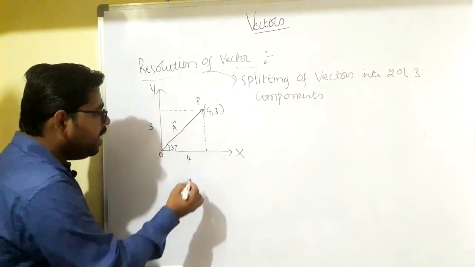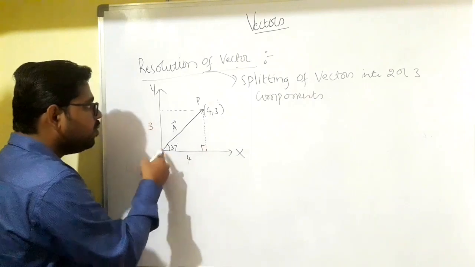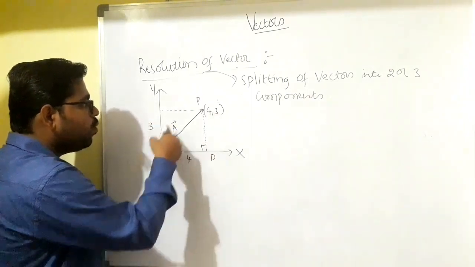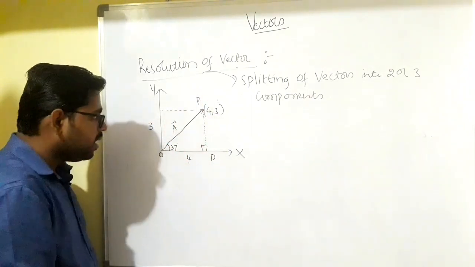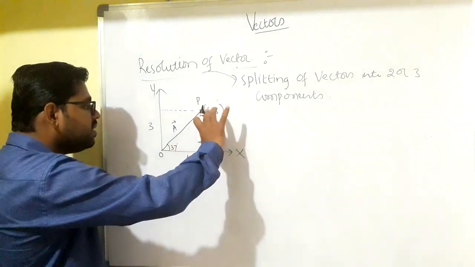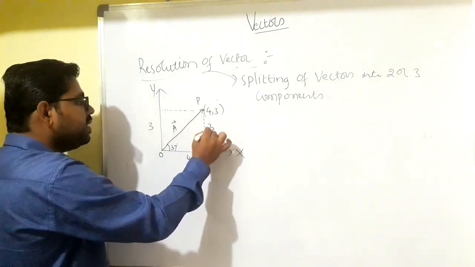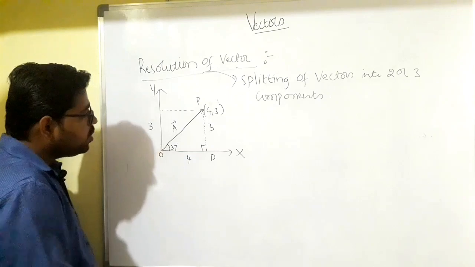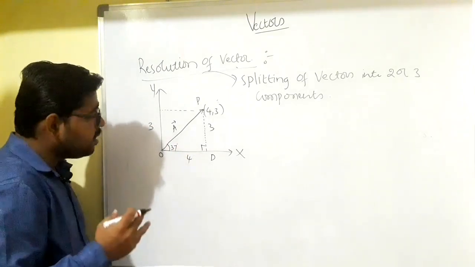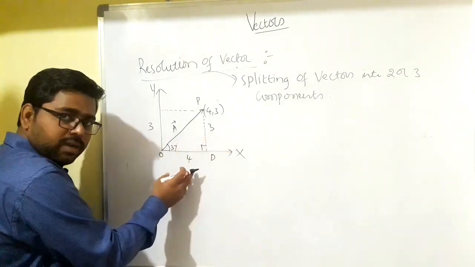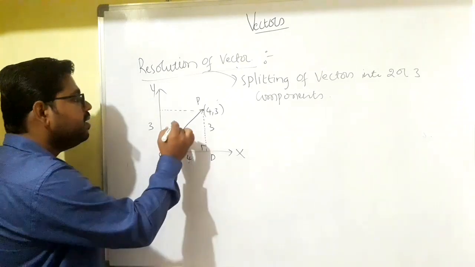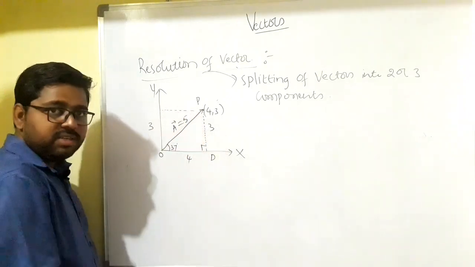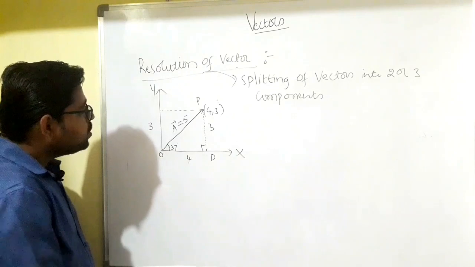What is the magnitude? It is making a right angle triangle, right? It is O, it is P, let's consider it is D. OPD is what kind of triangle? It is a right angle triangle. So this length is 3 and this is 4. So use the Pythagoras theorem: 3 square plus 4 square is 25, under root 25 is equal to how much? 5. So 5 units is there.